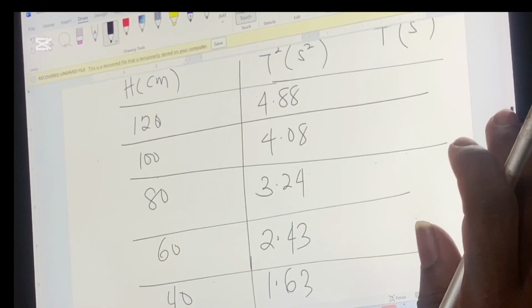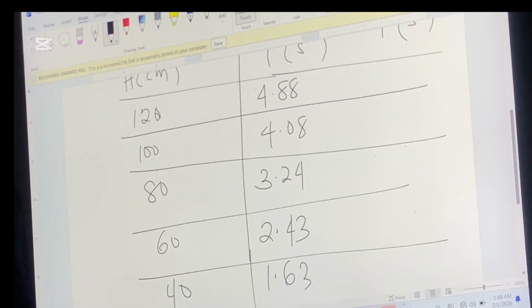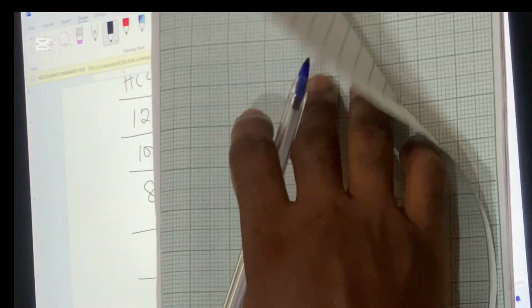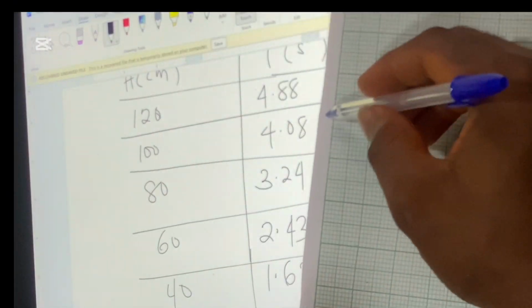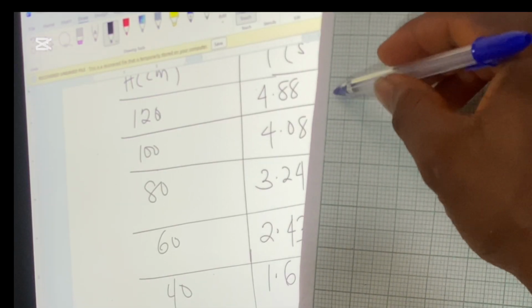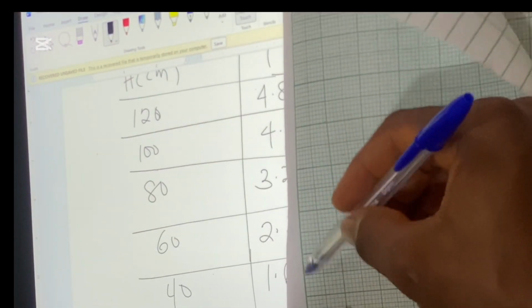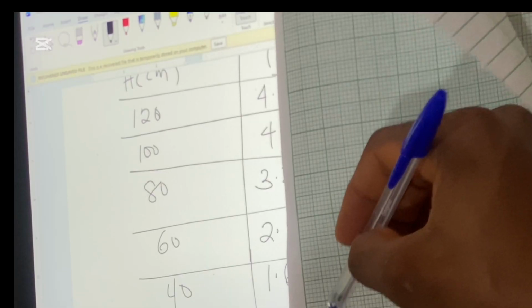So class, using these values to plot our graph, first I will take my graph sheet. This is my graph sheet. In this practical, I'm using a pen to make it clear, but in your main practical, you use a pencil. Now you come to this place here. You can start at any point other than this edge, please take note. You can stop here or here, any point.